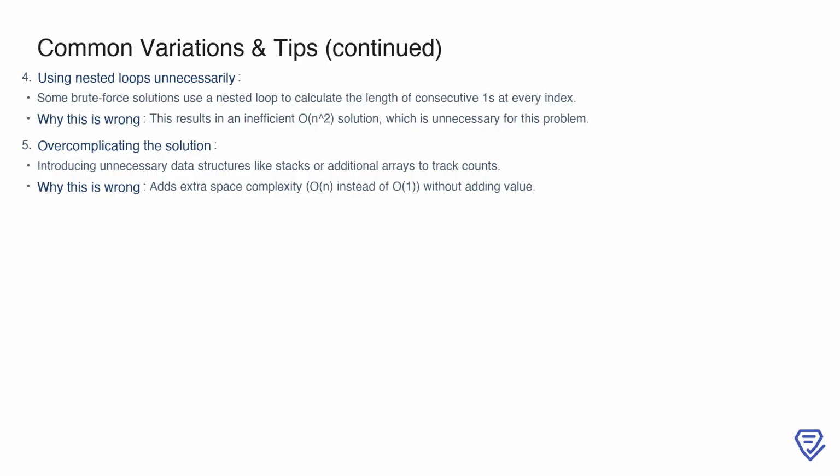For example, using an auxiliary array to store intermediate results might increase the space usage to O(n), when the problem can easily be solved with O(1) space. Both of these mistakes make your solution less optimal and harder to explain in an interview setting.